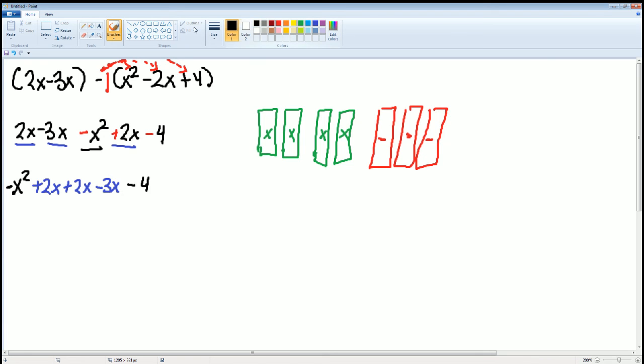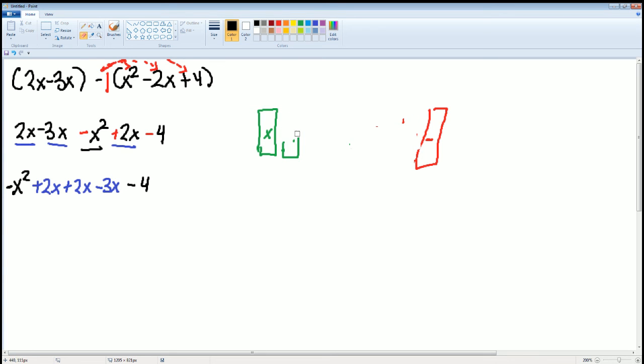So what we can do is that this and this cancel out. So this goes away and this goes away, right? It makes 0. Then this goes away, and this goes away, because it makes the number 0. All right, so what do you have left? Seems like you just have one lonely x. So that is just plus 1x. Bring everything else down. So negative x squared, bring down the -4. So what do you have as your final answer? Negative x squared plus x minus 4.